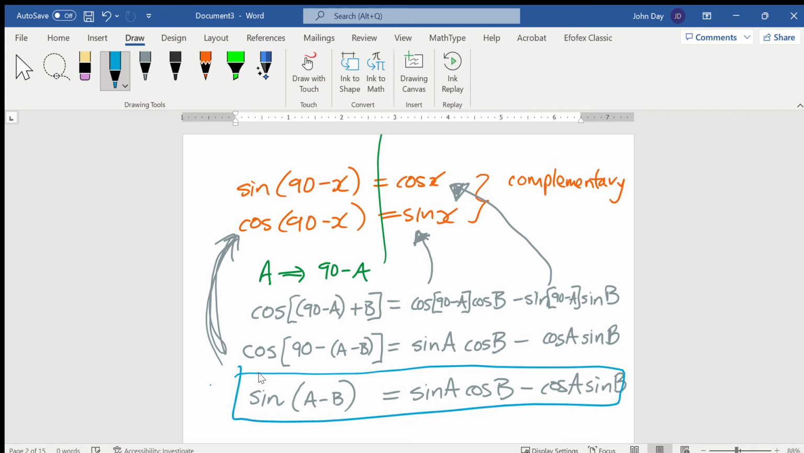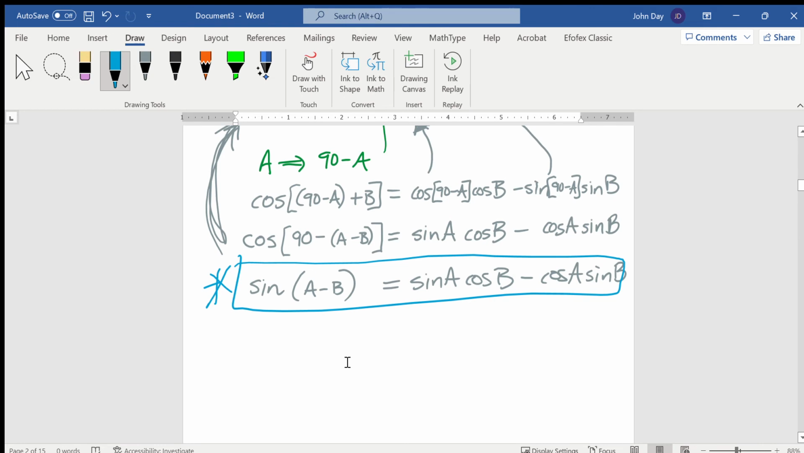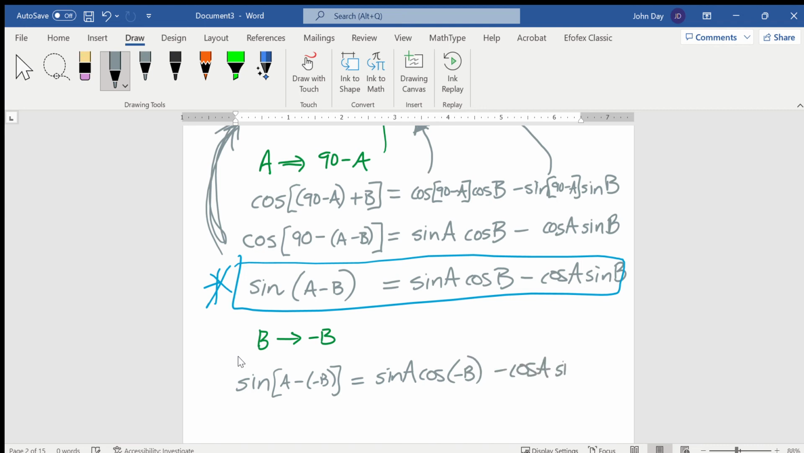There's the first rule for sine. Now I want to get the other rule for sine. So I can just replace b with minus b in there to get the other rule for sine. So the b in there, let's make that be minus b. So I'm going to get sine of a minus b equals sine of a cos of minus b minus cos of a sine of minus b. Now we know that that'll say sine of a plus b on this side. Minus of a minus is a plus.